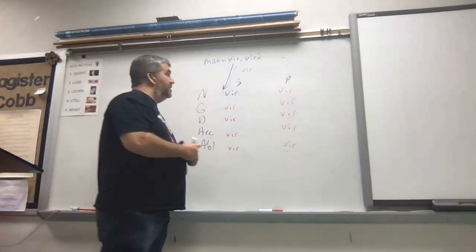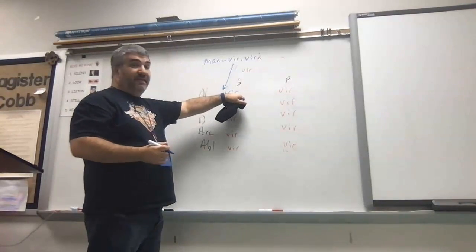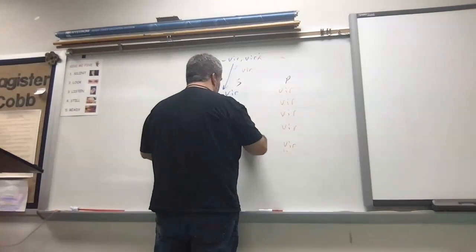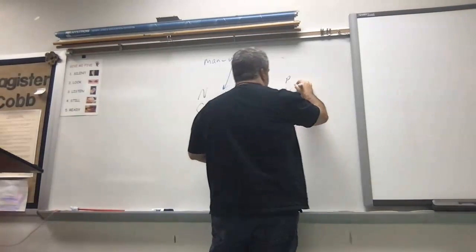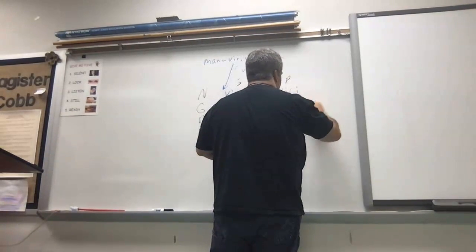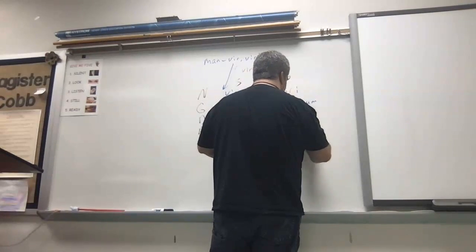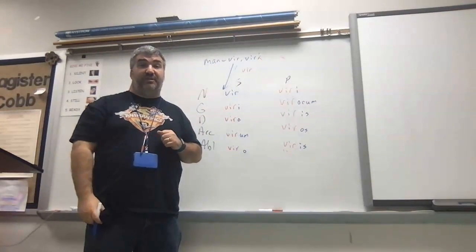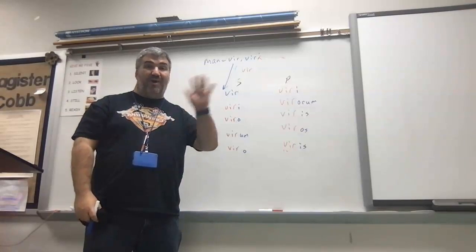So drop and stop means exactly that. Drop and stop. So we're going to add our endings. That's fine. We just keep going. Vir, viri, viro, virum, viro, viri, virorum, viris, viros, viris. And that's second declension masculine nouns. I hope this helps. Vale.